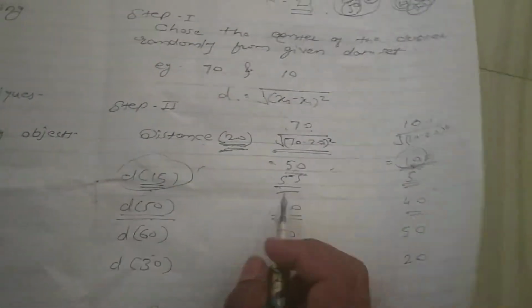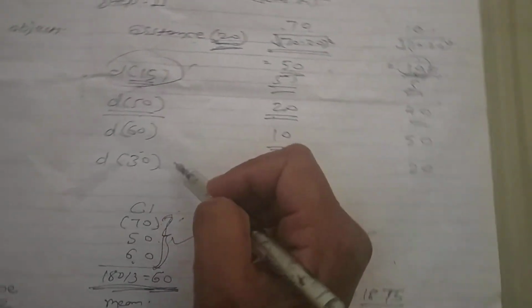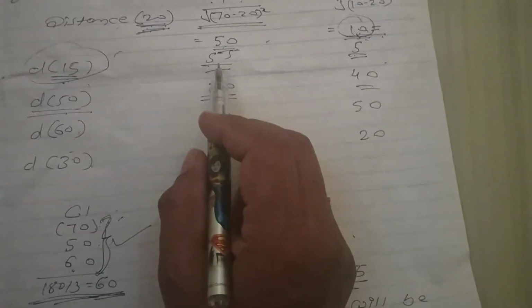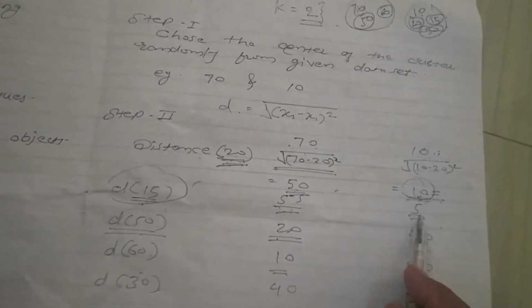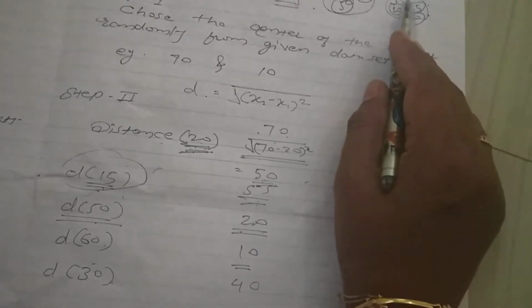Right? Similarly, we'll calculate the distance of 15, 50, 60, 30, the other data items, from 70 as well as 10. So I have calculated the distances here. The distance of 15 from 70 is 55 and from 10 it is 5. Right? So 5 is the lesser distance. As 5 is the lesser distance, 15 will come into the cluster which has centroid 10. Right? Similarly for 50 and 60.